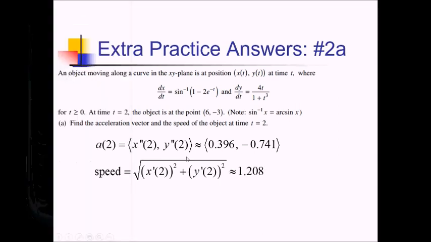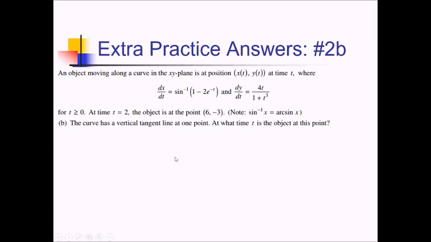And since they didn't give us units, we don't give them units back. This one's done. For this part, we're told that the curve has a vertical tangent line at one point. We want to know at what time the object is at that point.